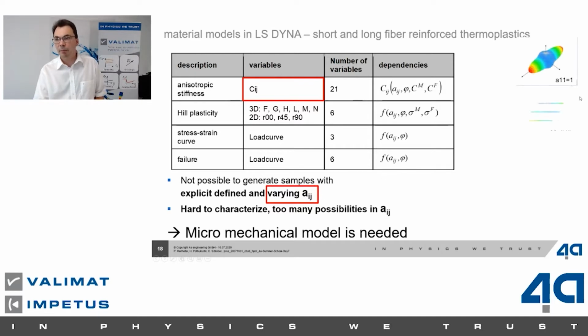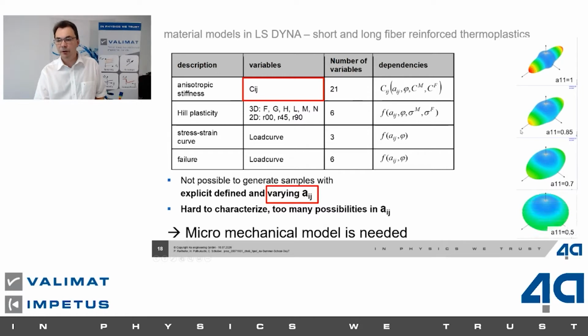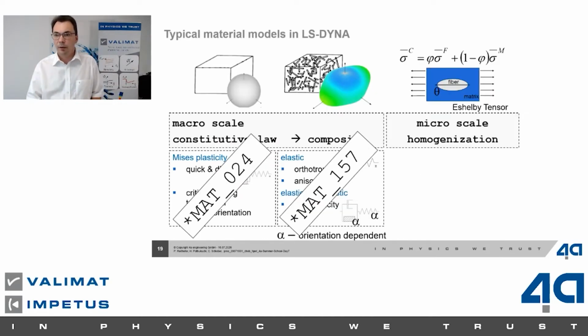So that's clear. Depending on what fiber orientation I will have in the real part, highly oriented or average oriented in flow direction, this will influence our stiffness. And that's quite complicated when making a material card, because you don't need just one material card. You would need several material cards for each fiber orientation. And that's too many possibilities to characterize.